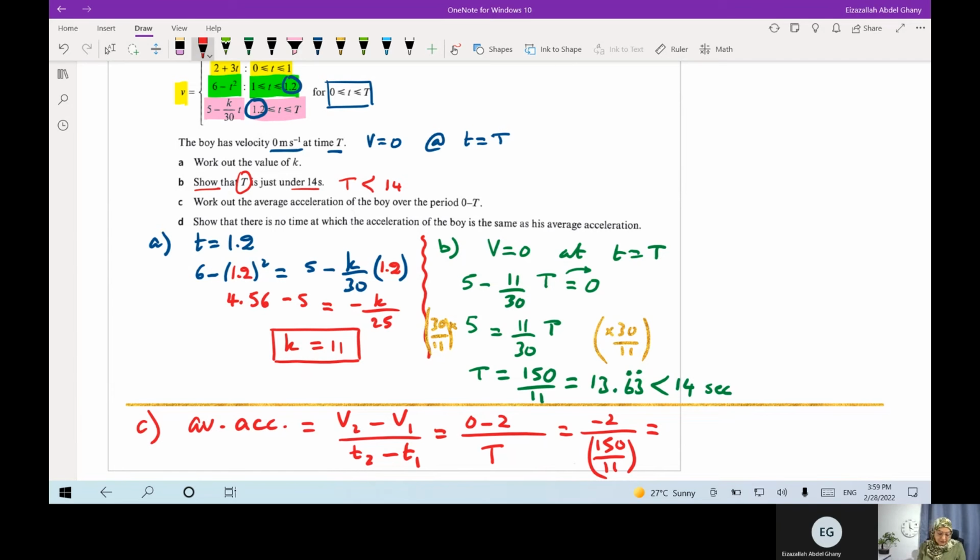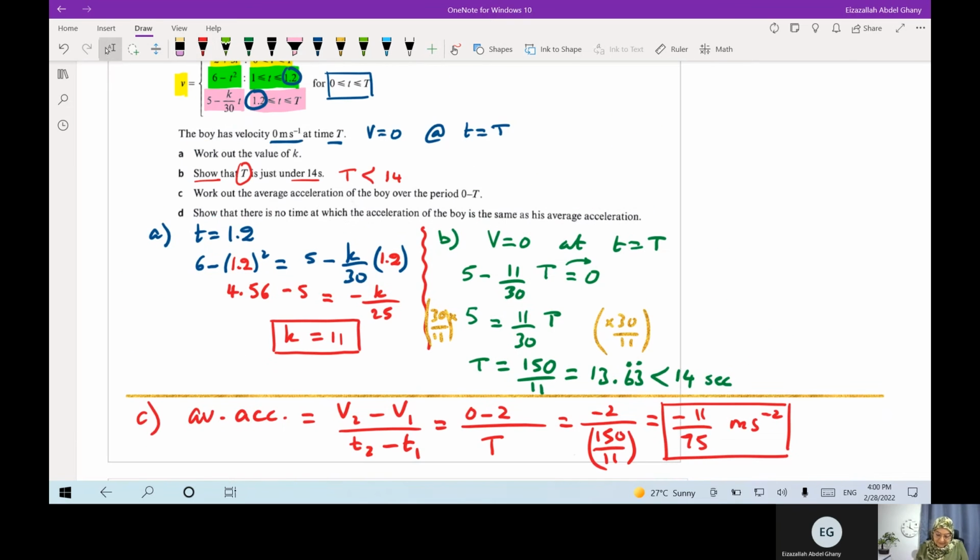So still on the calculator, we just click negative 2 over answer. It will be negative 11 over 75 meters per second squared. So next step, which is question D, show that there is no time at which the acceleration of the boy is the same as his average acceleration.